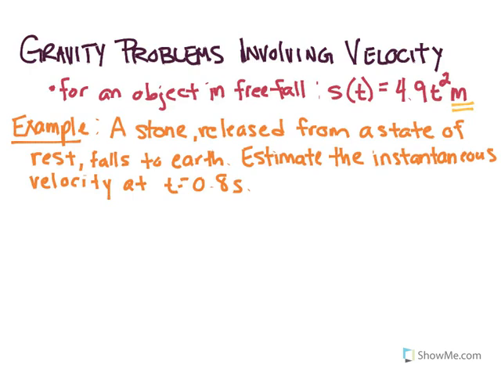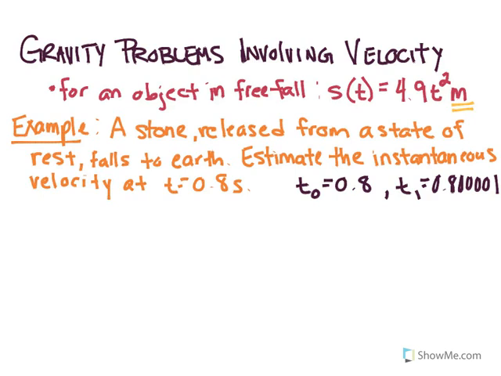So here's our example. We're going to have a stone being released from a state of rest, and it's going to fall to Earth. Estimate the instantaneous velocity at t equals 0.8 seconds. So we are going to pick our t naught and our t1. So our t naught is going to be what we start with, which is 0.8. We get to choose T1. And of course, the closer that you can make it, the better it's going to be. So I'm going to make this to be 0.8000001. That's pretty darn close to 0.8.